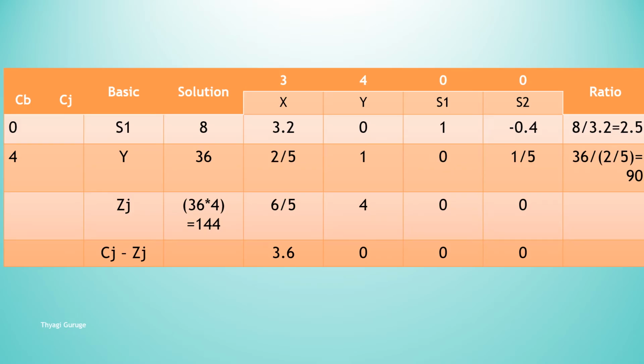Next, we are going to find the values for Zj. Here, in the first one, we can see the calculation: the basic variable is 4. The basic variable multiplied with the new value, we can see it as 144. Then we are going to multiply each and every value of the solution with the basic variable value. So now you can see how we are going to multiply it.